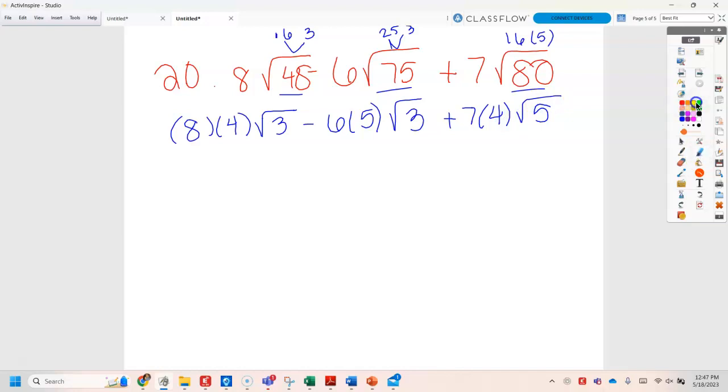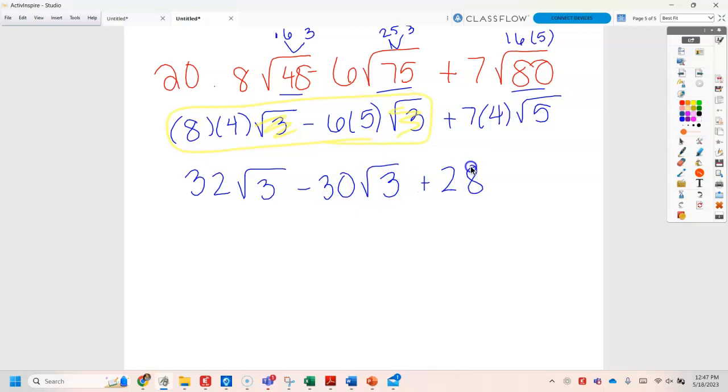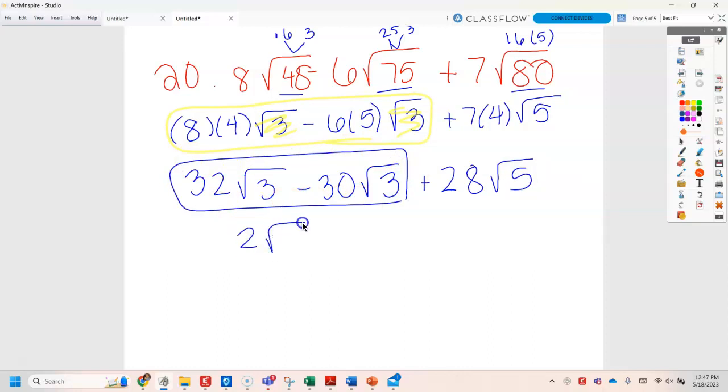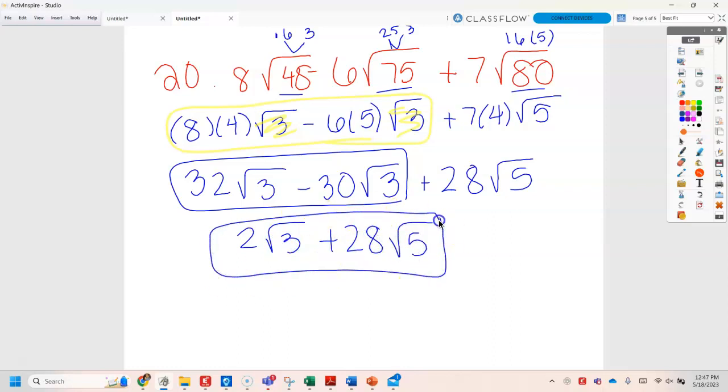Upon doing so, the first two terms become like terms because both have square roots of 3 now. So I can add or subtract the numbers in front together. So I get 32 square roots of 3 minus 30 square roots of 3 plus 28 square roots of 5. And like I said, these become like terms, and you get 2 square roots of 3 plus 28 square roots of 5.